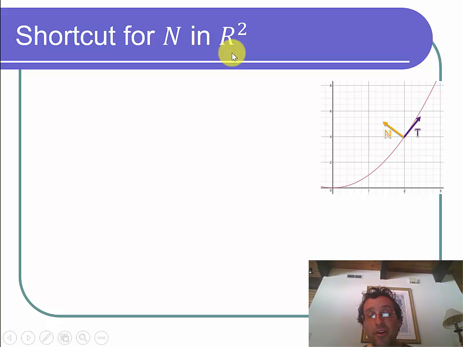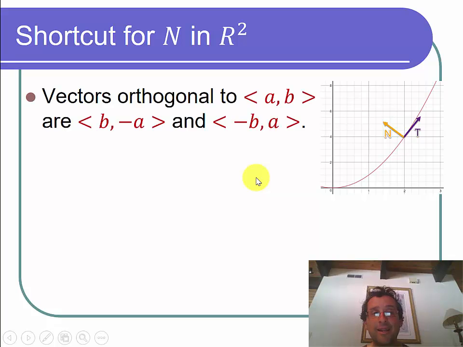So remember, the normal vector is orthogonal to T. So after having calculated the unit tangent vector, and if we happen to know what the graph looks like, then we can do the following. We can note that when you have a vector a comma b, ai plus bj, then you can find an orthogonal vector by switching the components and making one negative. So notice that if we take a dot product of a comma b with b comma negative a, you get ab minus ab, which is 0.